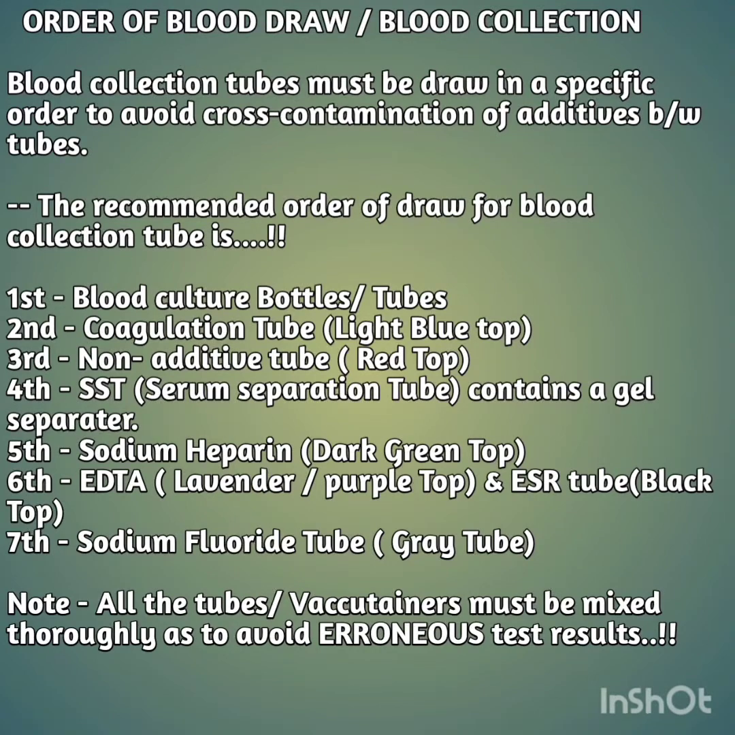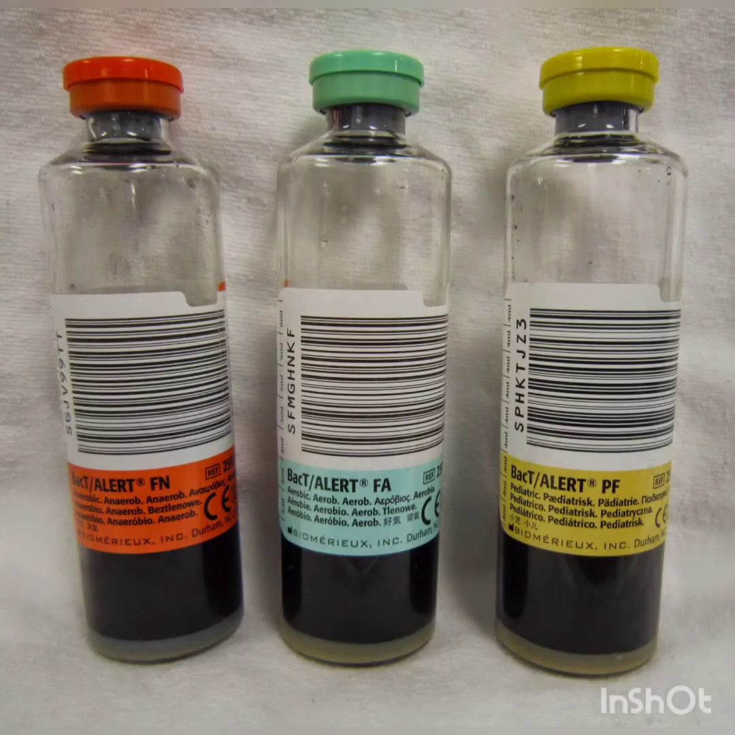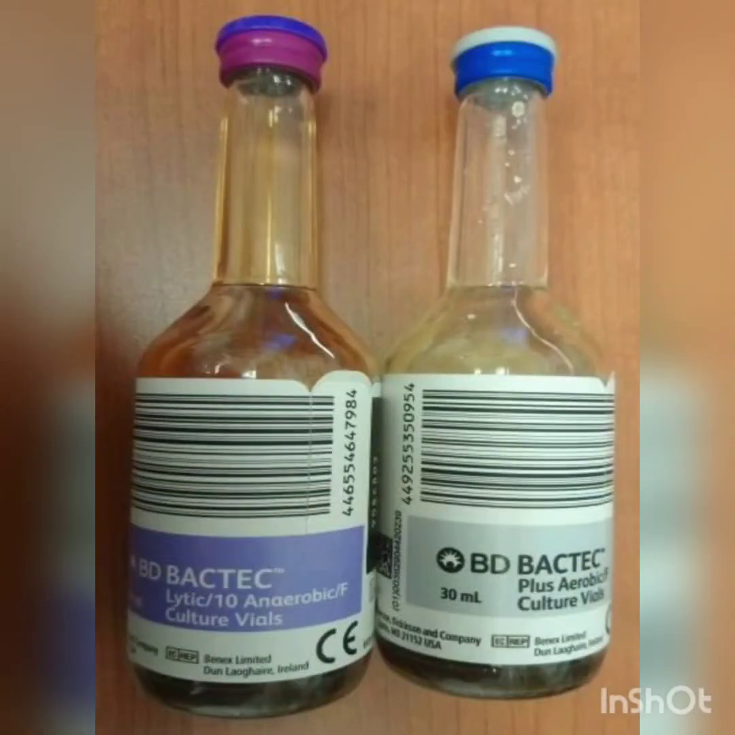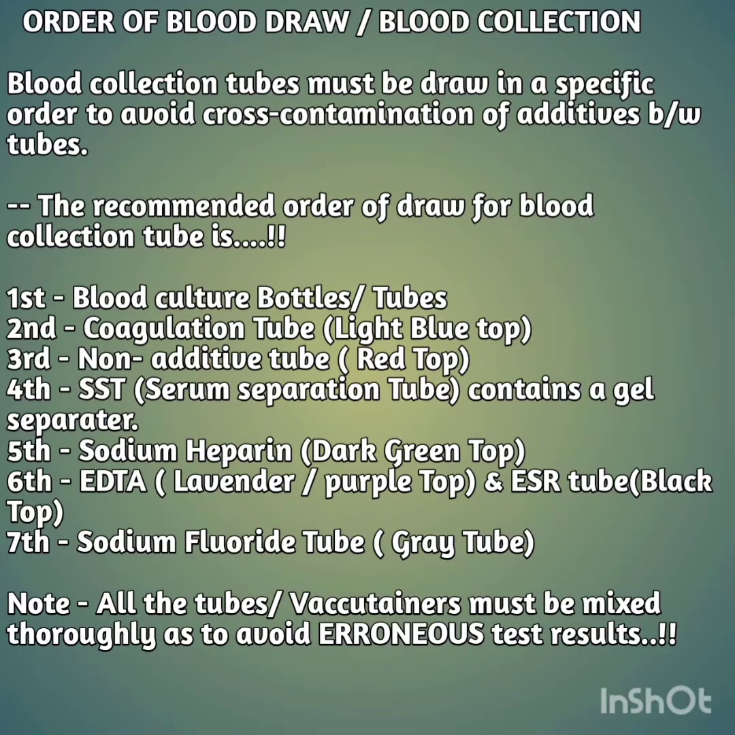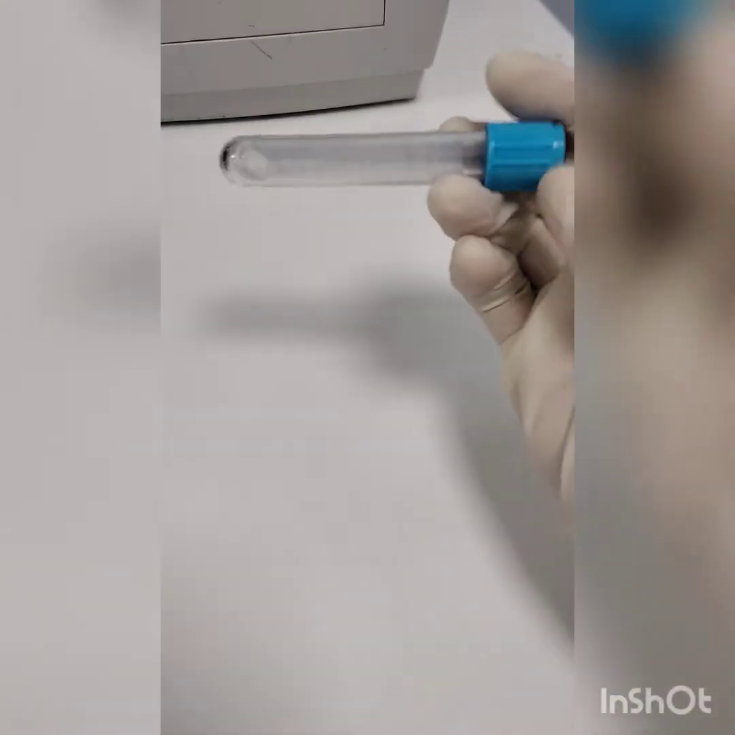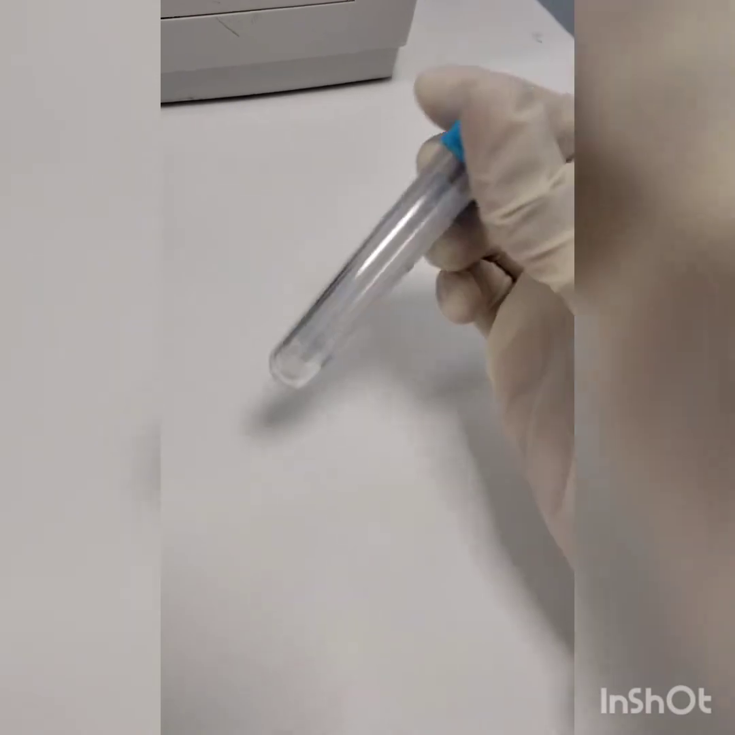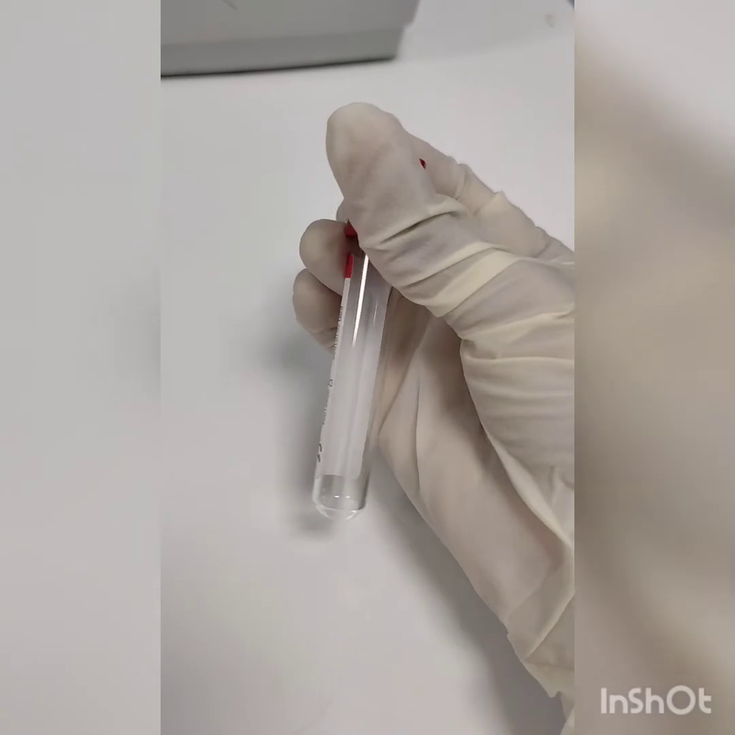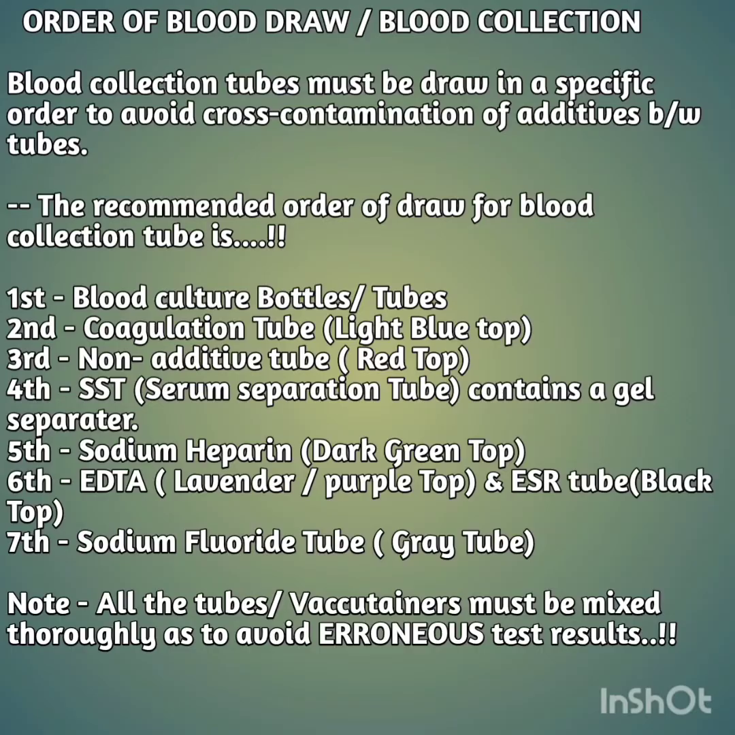So the recommended order of draw for blood collection tubes is: first, blood culture bottles or tubes. As you all know, blood culture should be done without any kind of contamination, so it should be first in order. The second is the coagulation tube, that is the light blue top, which we use for PT and APTT purposes. The third in order of draw should be a non-additive tube, that is the red top, the red vacutainer, which does not contain any type of additive.